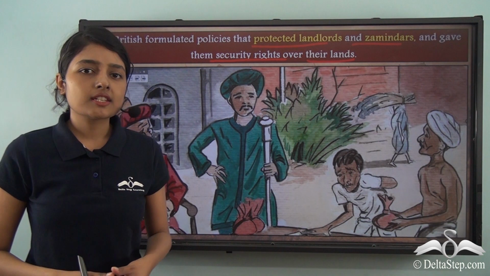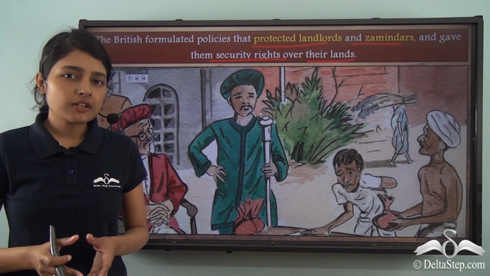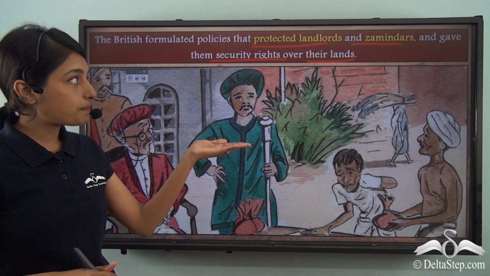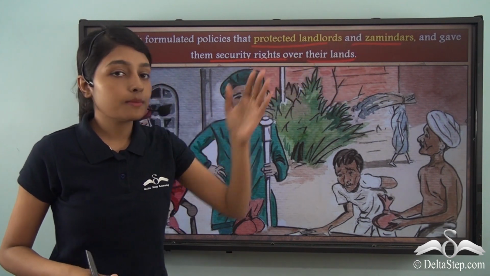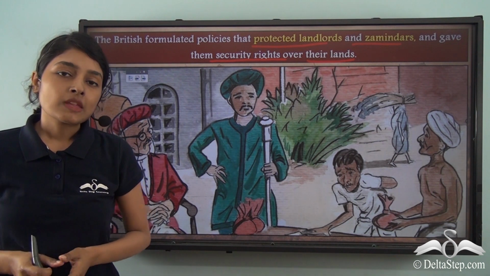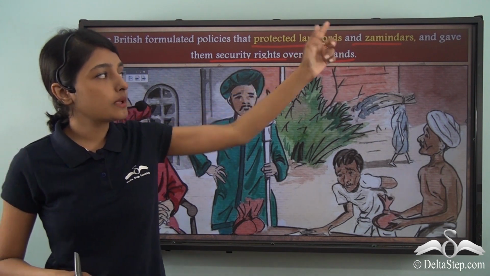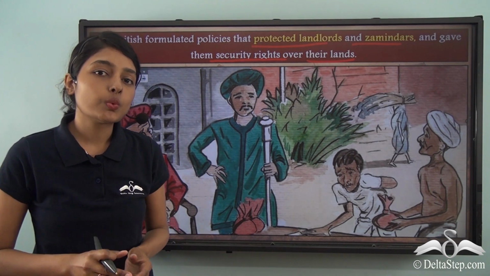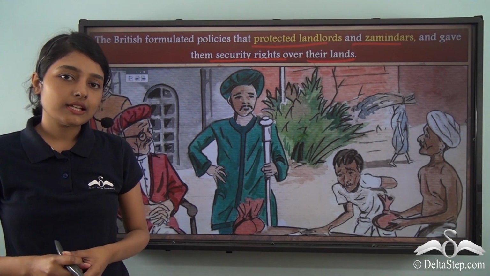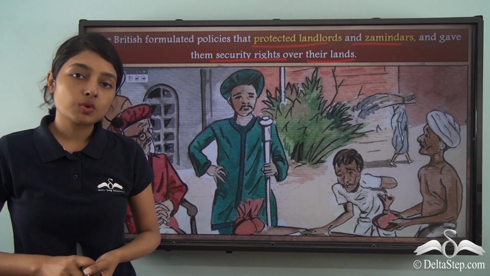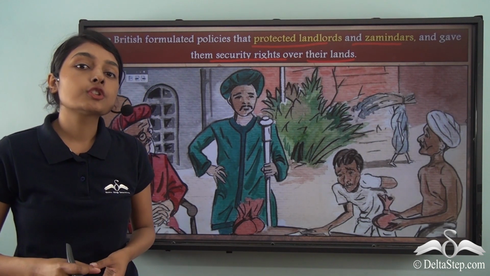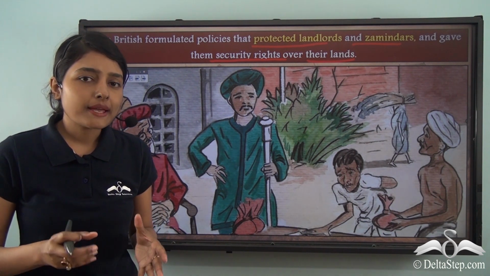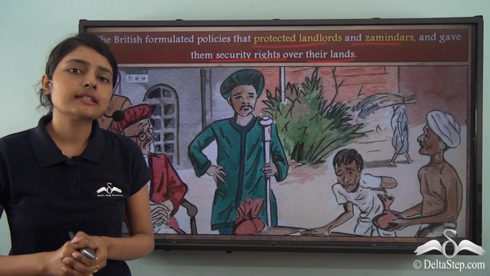Now, why do you think this was done? This was also done with a very negative intention. This was done in order to pit these landlords and zamindars against the peasants. Now, if the landlords and zamindars, who were in ways more than one exploitative in nature, were given security over their lands, if their interests were taken care of, then they would show the peasants their place. And so the peasants would be pitted against the zamindars and landlords.